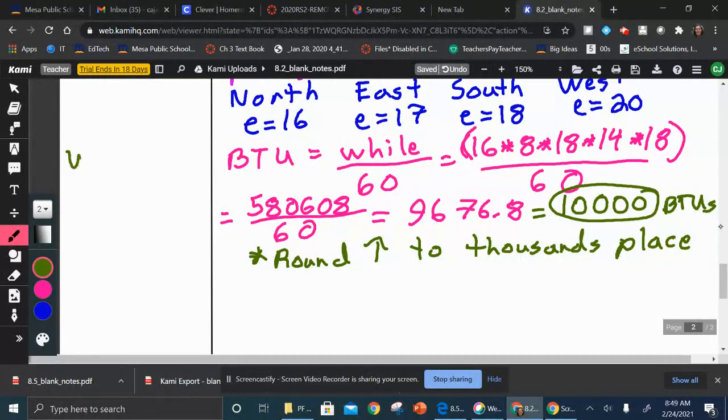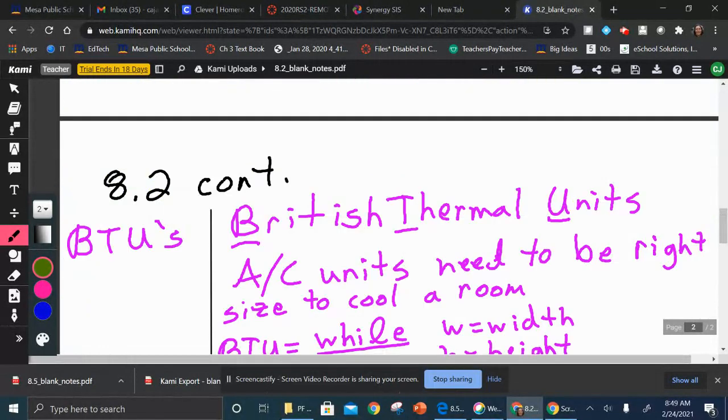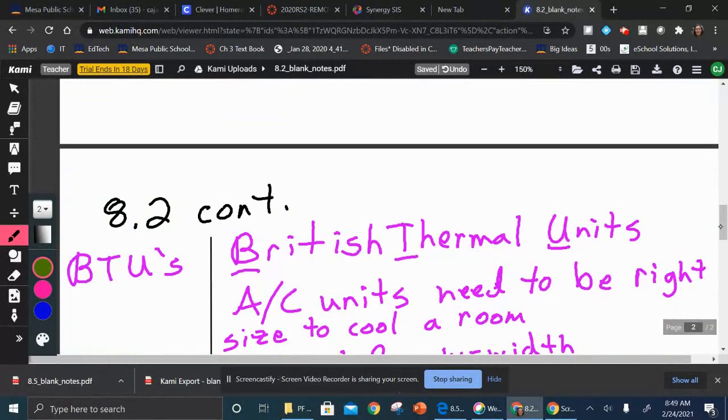So our question for this: what BTUs for a room that is poorly insulated and facing south? Okay, we can also use, everybody, oh, it keeps jumping back up.